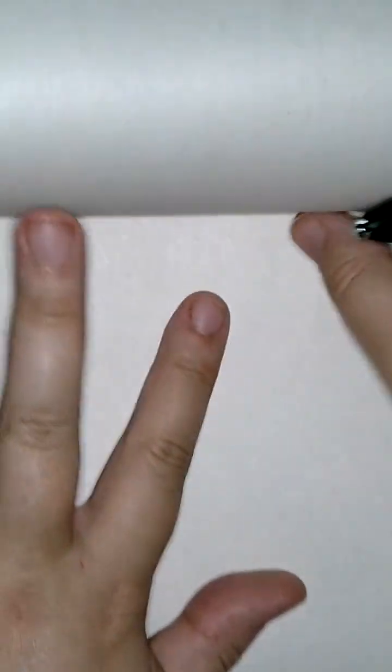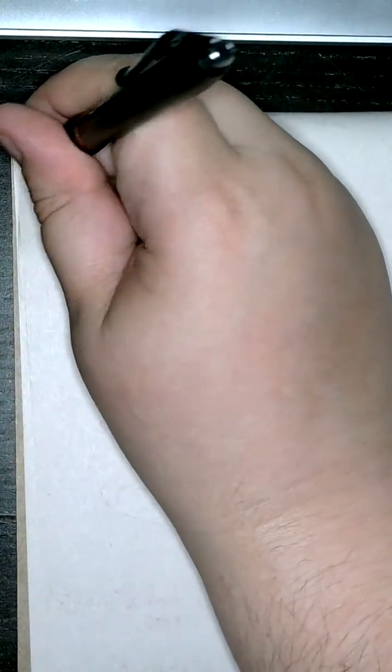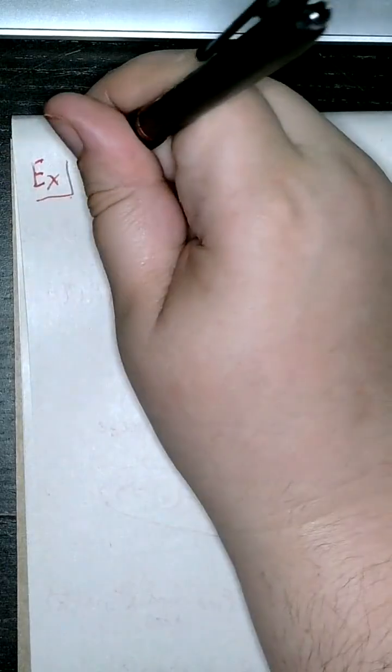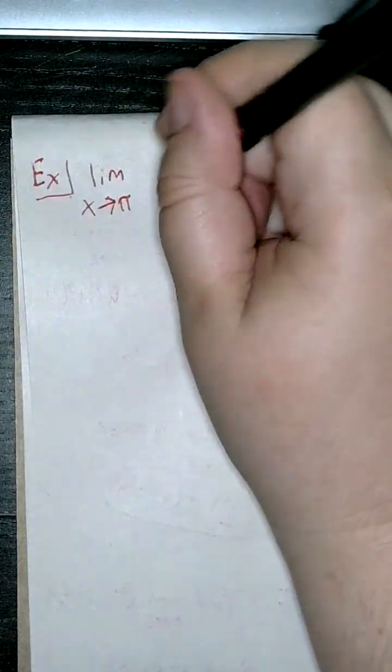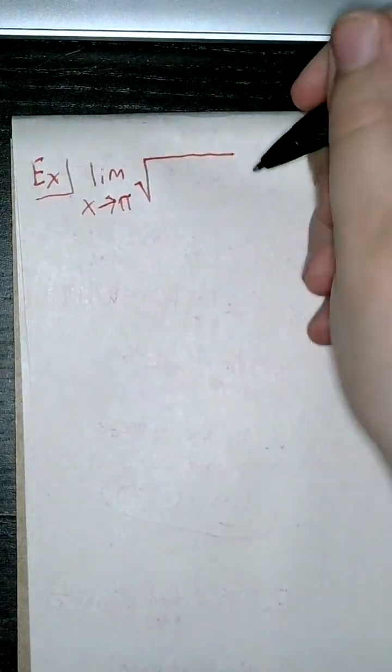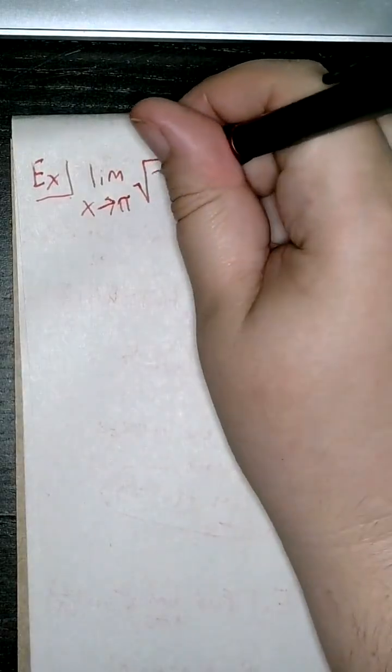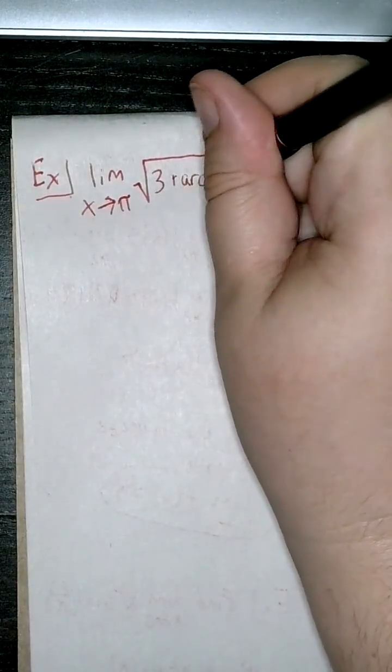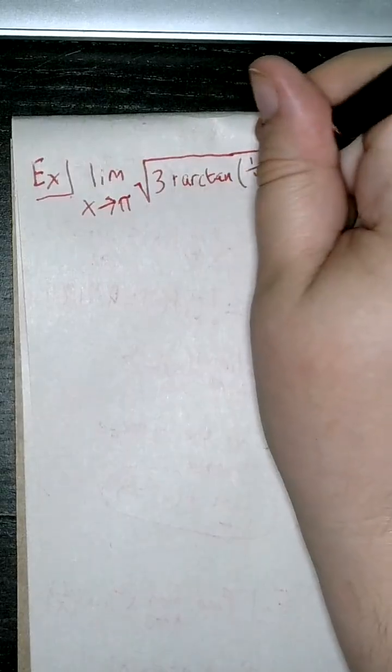So I'm going to go ahead and turn the page. And actually, let's try that problem that I got, since we're going to need squeeze theorem for it, I think. Let's see if we can use squeeze theorem for it. The limit as x approaches pi of the square root of 3 plus arctan of 1 over x.